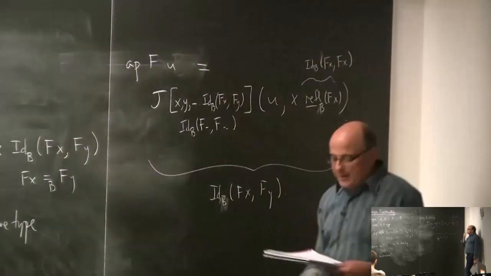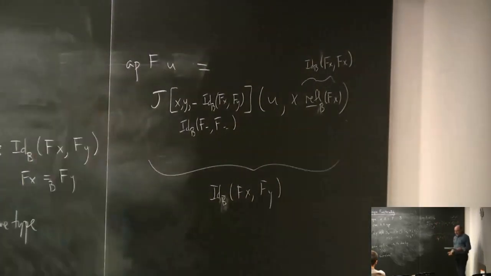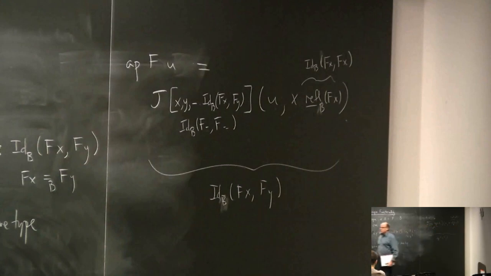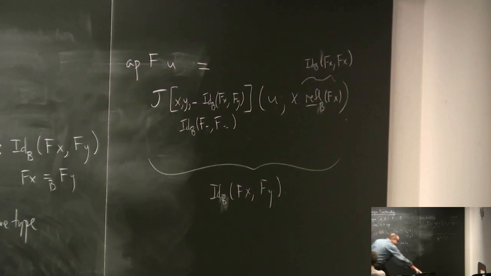Okay, so this tells us now that all maps from A to B are going to respect equality. I'm having a bad eraser day.